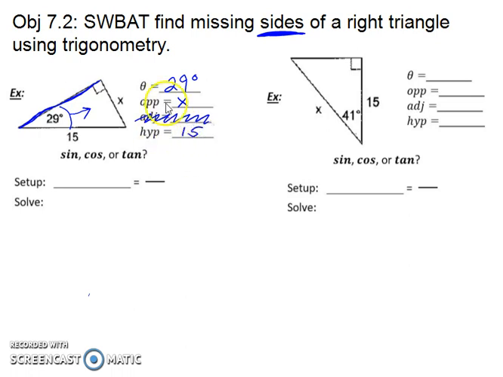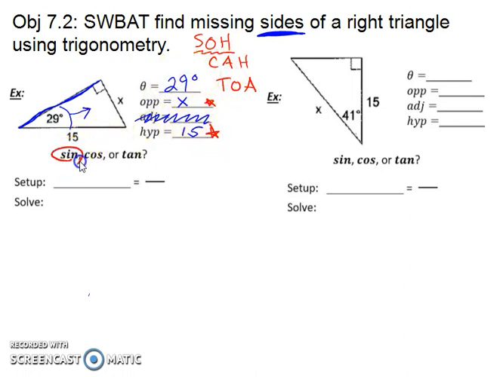Now, in order to solve equations using the information we know, we are going to have to choose sine, cosine, or tangent. So this is where SOHCAHTOA comes into play. Sine is opposite over hypotenuse, cosine is adjacent over hypotenuse, and tangent is opposite over adjacent. In this case, we have opposite, and we have hypotenuse. That means we're going to choose to use sine. It could have been any of them. That's just what we happen to have.